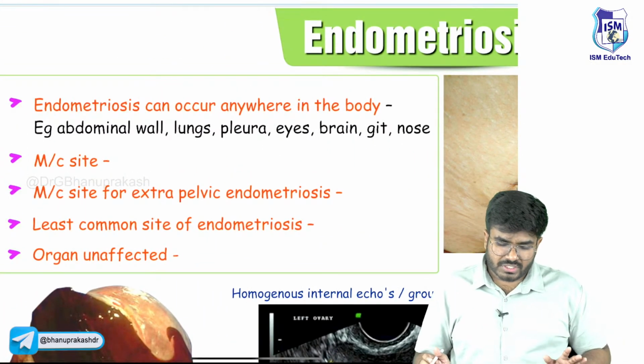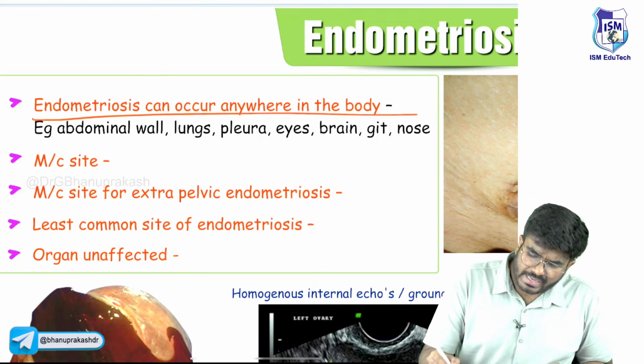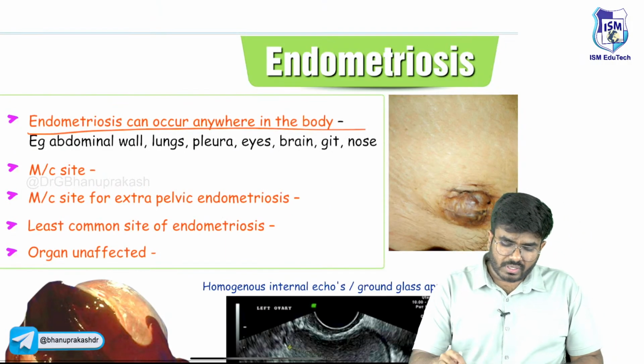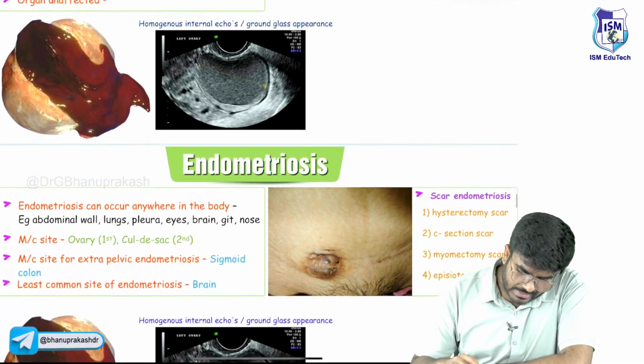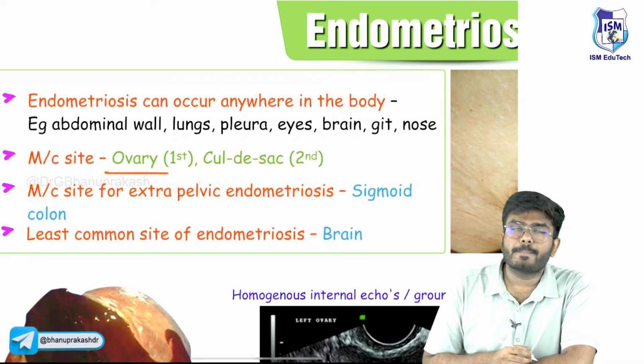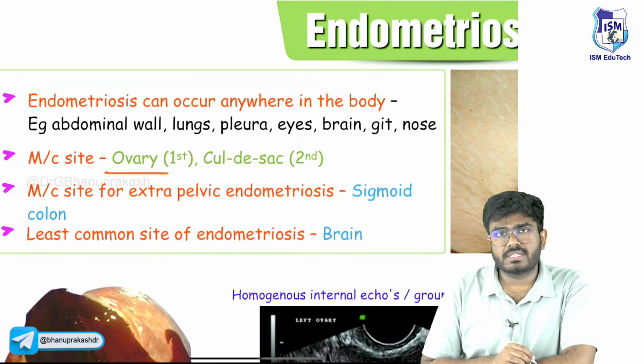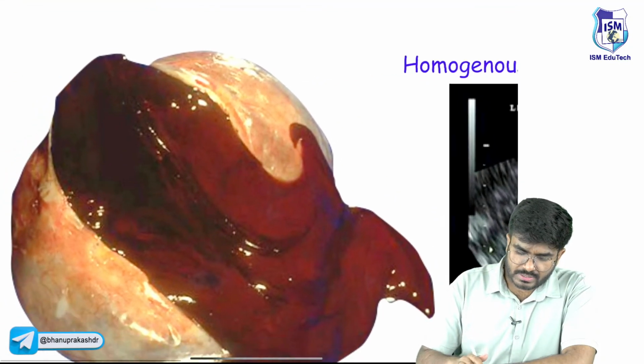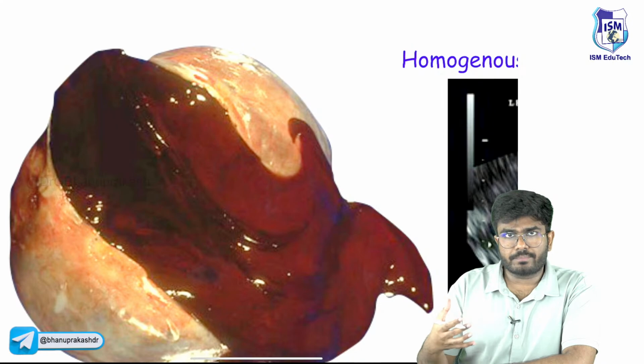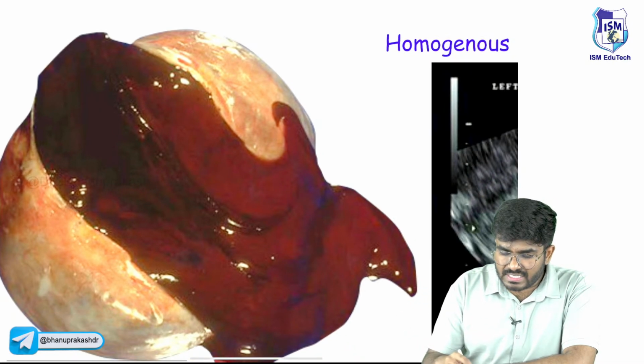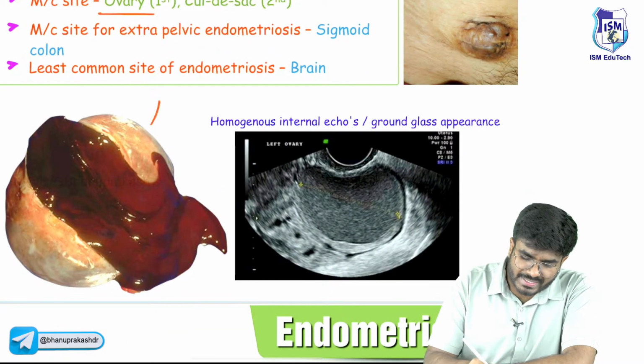Now some pathologically important things. Endometriosis, yes, it can occur anywhere in the body. But what are the most common sites? The most common site of endometriosis is the ovary. So if you look at an ovary, inside the ovary, this endometrium is growing. Okay, endometrial tissue is growing, and these ovaries are now called chocolate cysts.